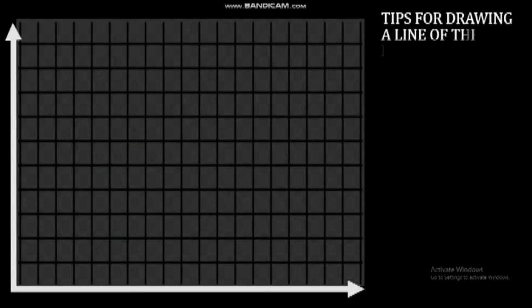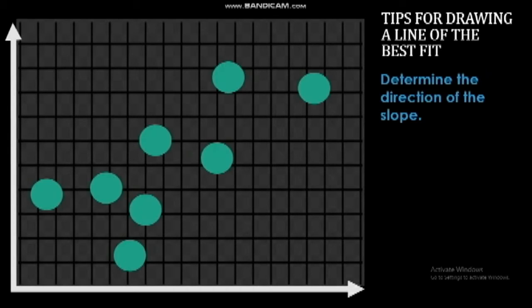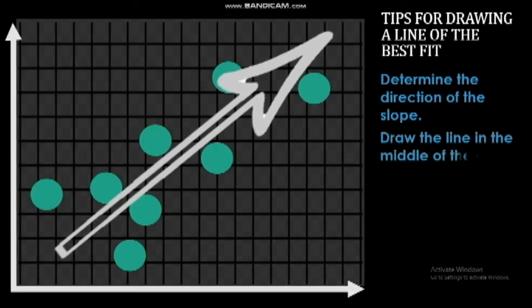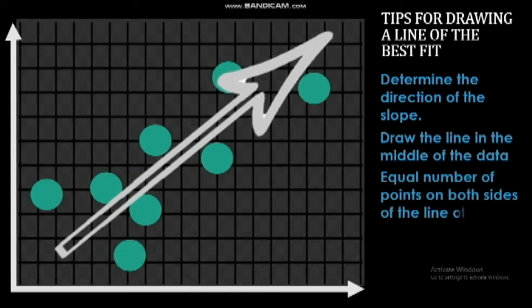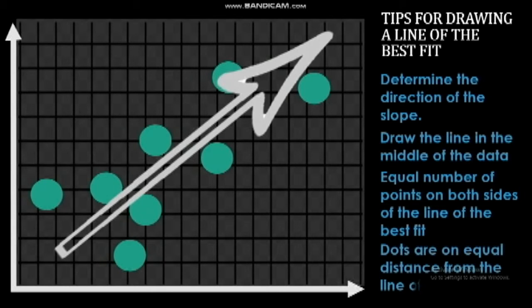Tips for drawing a line of best fit. First, we must determine the direction of the slope. Next, draw the line in the middle of the data as best as you can. You can try to have an equal number of points on both sides of the line of best fit. And finally, the dots should be an equal distance from the line of best fit.